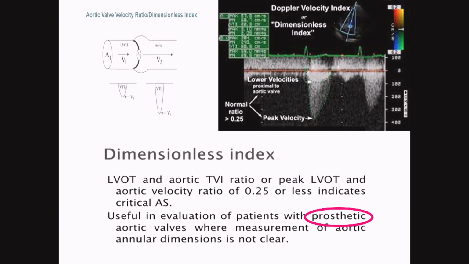Some people forget to add in their report the dimensionless index, and that's very important, particularly when you are dealing with a prosthetic aortic valve. It is easily obtained by just determining the TVI, or the peak velocity of the LVOT jet here, to the peak velocity of the aortic jet. If the ratio here is less than 0.25, that indicates a critical aortic stenosis.